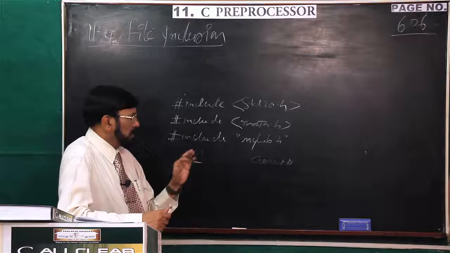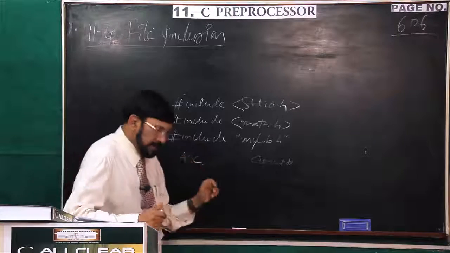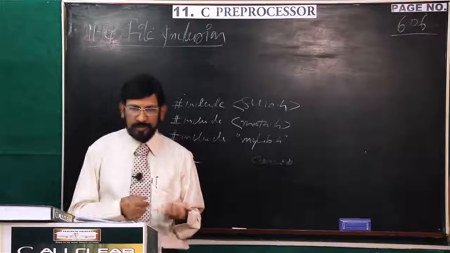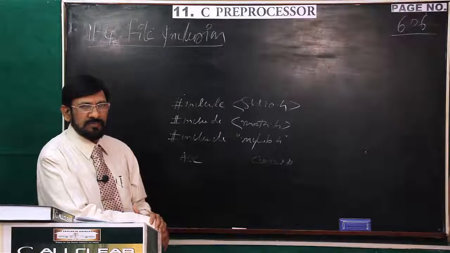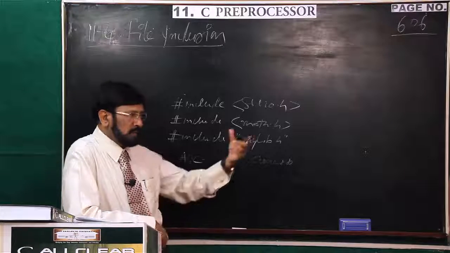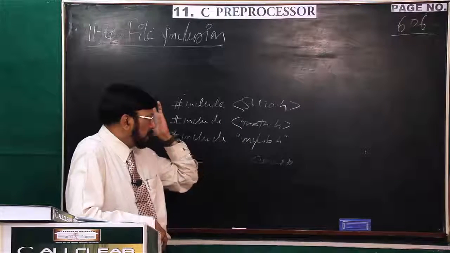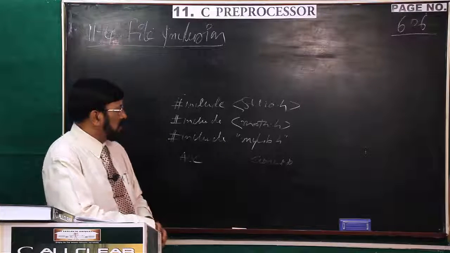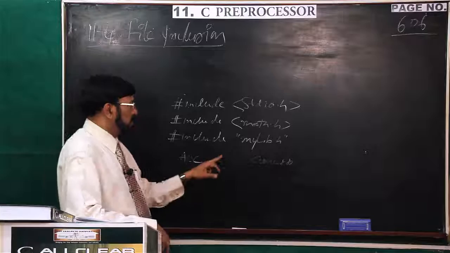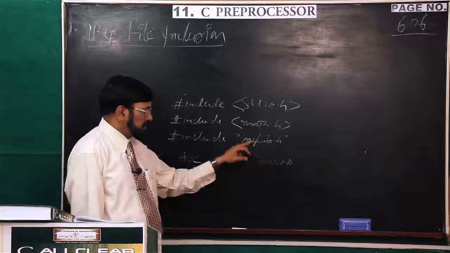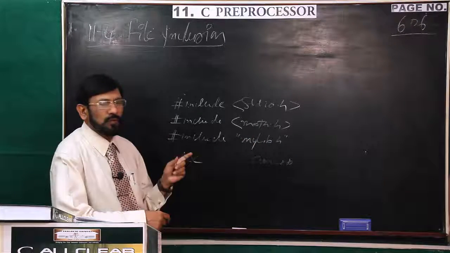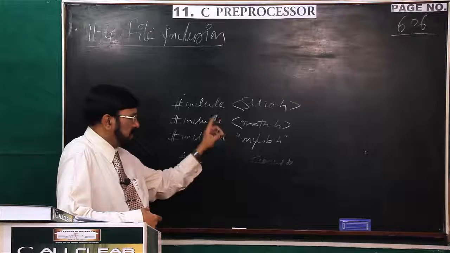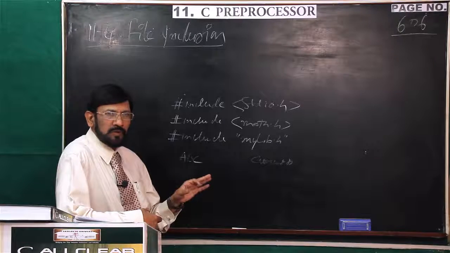Already I told you, if you want to create your own library, you can create. You define your set of functions, and you can store them in a file like mylib.h. Then if we include it in this way, the preprocessor searches for this header file in the current directory. That point you have to understand.